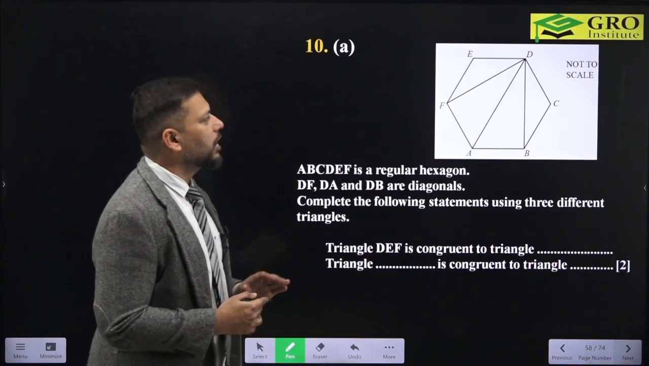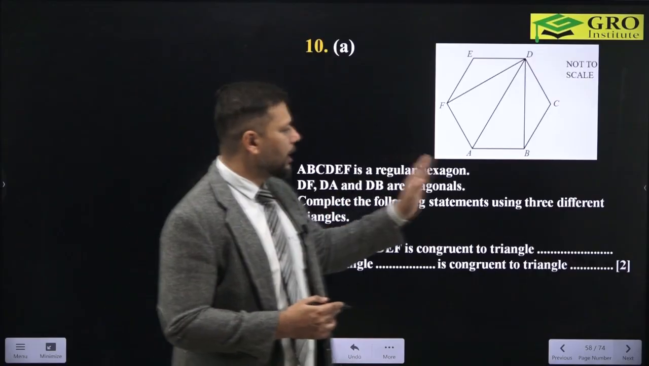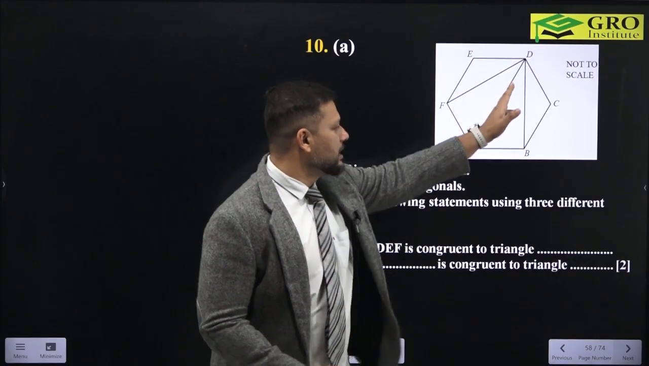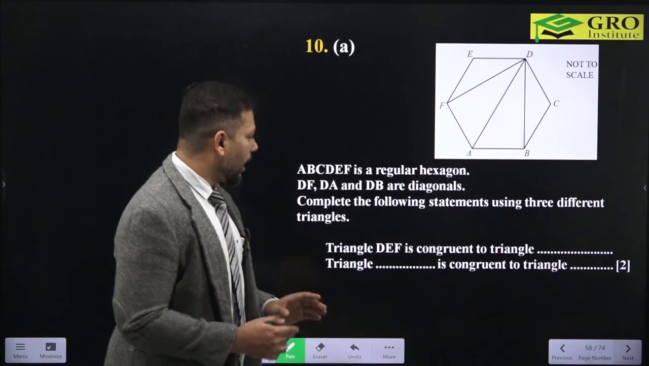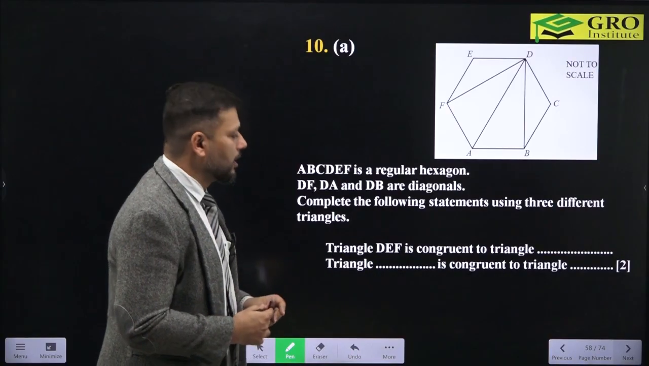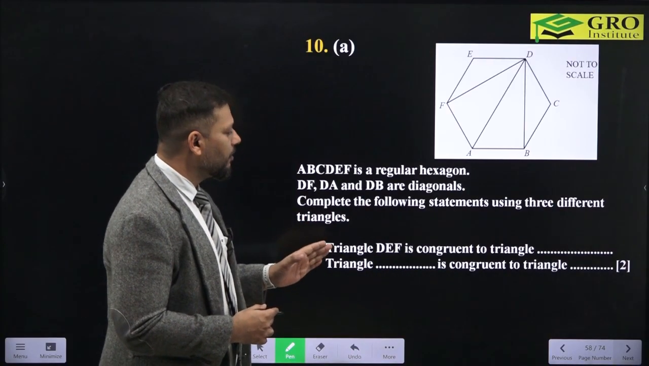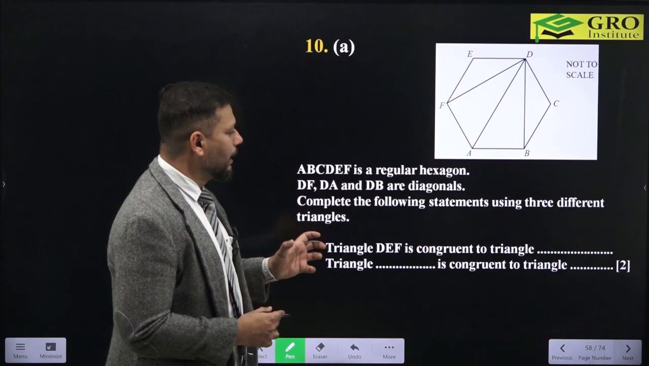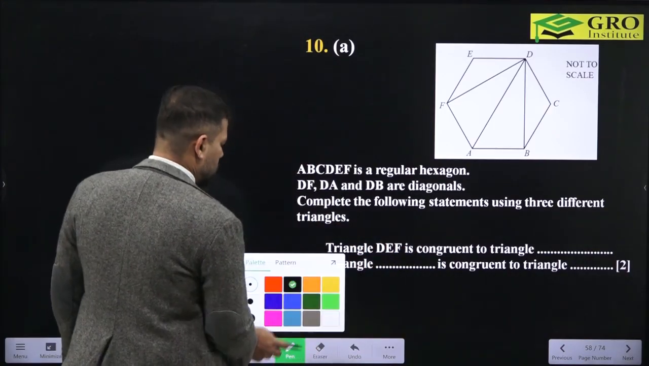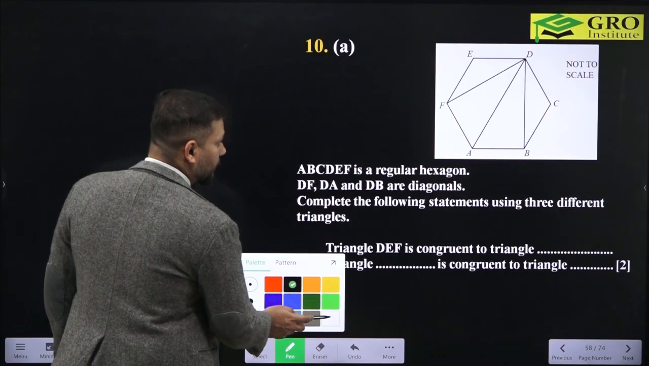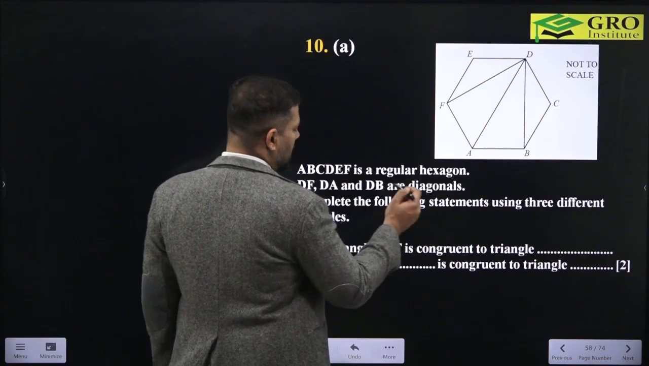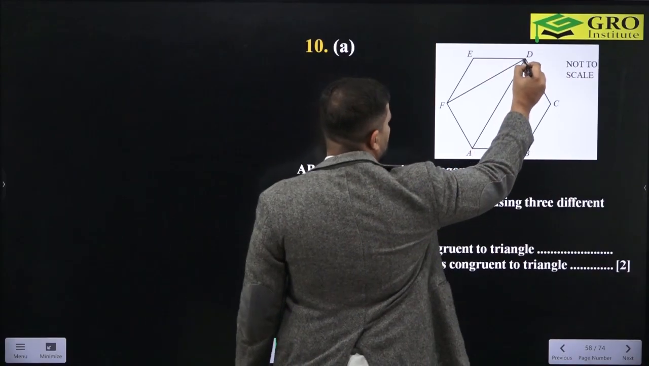So in this case, we are being given a regular hexagon ABCDEF. The diagonals are DF, DA and DB, and we have to complete the following statements using 3 different triangles. Triangle DEF is congruent to which triangle we need to tell. If we analyze this figure, guys, here what I see is this triangle DEF is under consideration, isn't it?